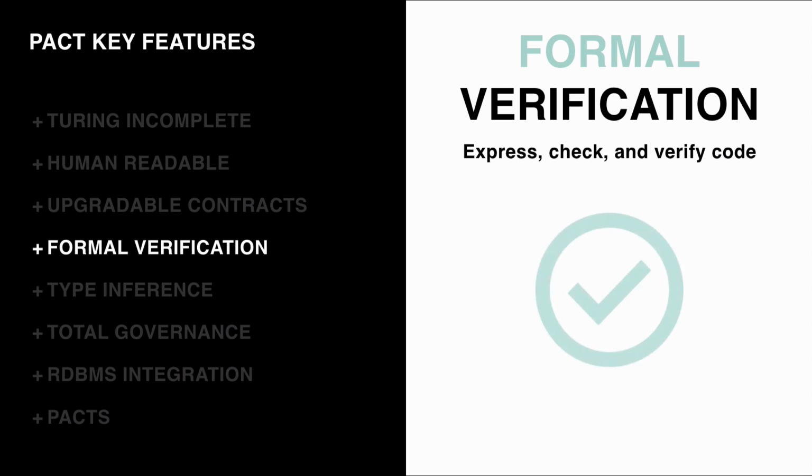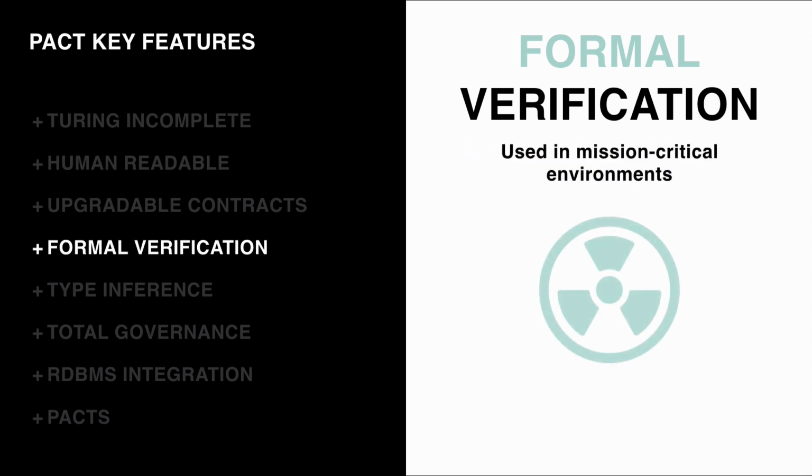This means that Pact allows smart contract authors to express, automatically check, and formally verify that their code does not contain any bugs. Formal verification is the same system used to protect mission-critical environments like nuclear power plants or airspace and autopilot systems. You now have the same high level of security in every smart contract you write with Pact.